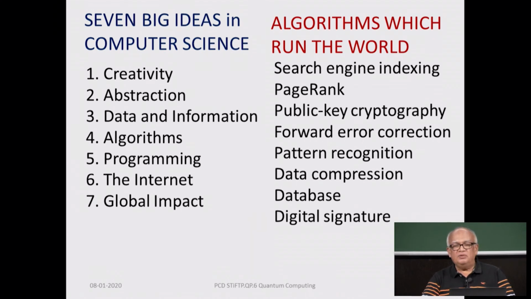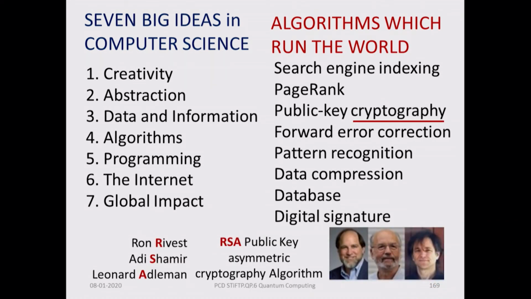And then you have algorithms which actually run the world, and our lives are directly impacted by these things. And you have search engine indexing, PageRank technology, the public key cryptography, the public and the private, how these are used, forward error corrections, pattern recognition, data compression. So, these are some of the big things which are used in modern technology, and they impact our lives, all our communication, networking, internet, banking, money markets, everything are done using this. And the cryptography is of great importance in this.